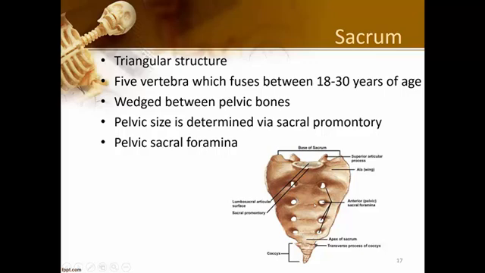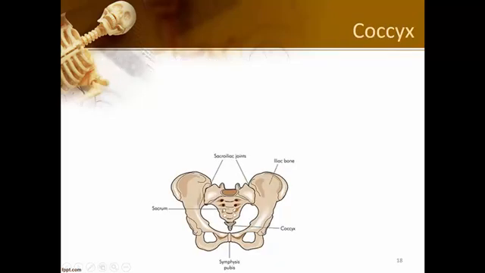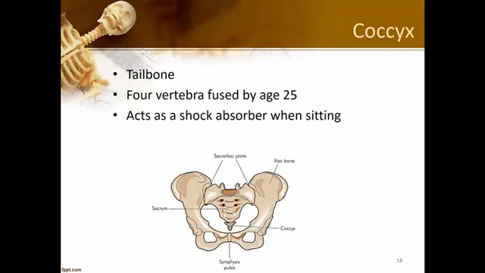There are little tiny holes here that allow blood vessels and nerves to pass through. The last of your vertebrae are your tailbone. This is your coccyx. There are 4 little bones there. They fuse by the time you're 25.